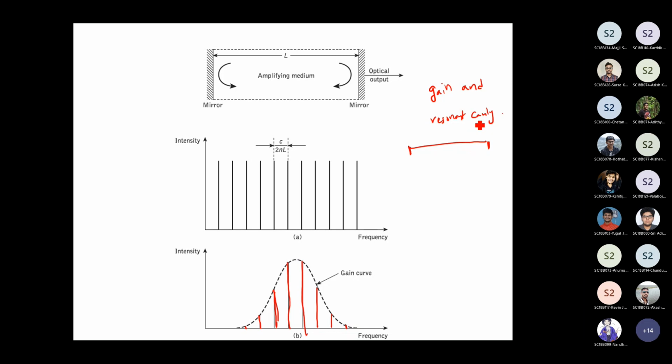So likewise, if you have a long cavity, then these frequency components are going to become closer and closer. So that means, let's say I have a long cavity and then I have a gain medium. So my laser emission is going to be like this. I'm going to have, let's say, 1, 2, 3, 4, 5, 6, 7, 8. I'm going to have 8 outputs or 8 wavelength components from this laser diode.